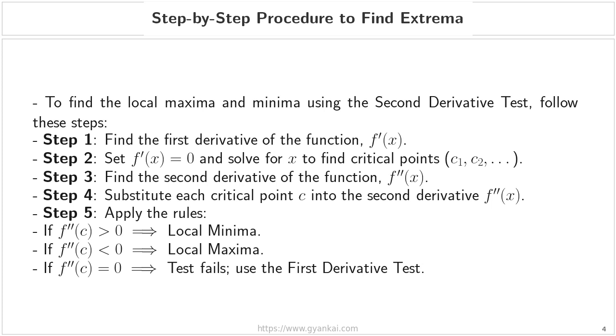Finally, in step 5, we apply the rules we discussed previously to determine the nature of these points. If f''(c) is greater than 0, the function is concave up, and we have a local minimum. If f''(c) is less than 0, the function is concave down, and we have a local maximum. However, if f''(c) equals 0, the second derivative test fails to provide a conclusion, and we must revert to the first derivative test to analyze the point.